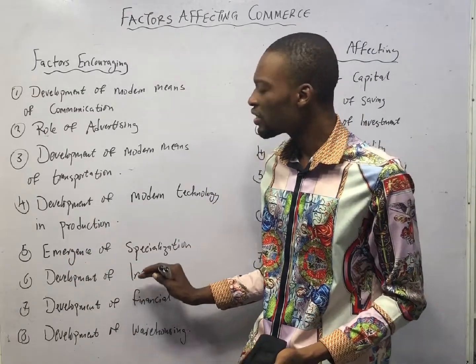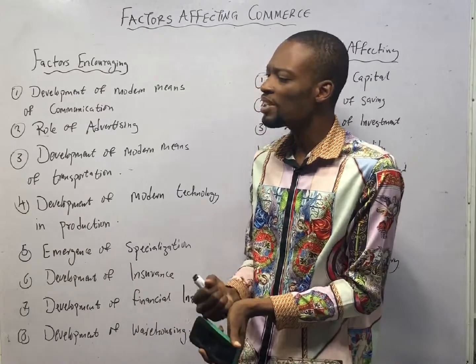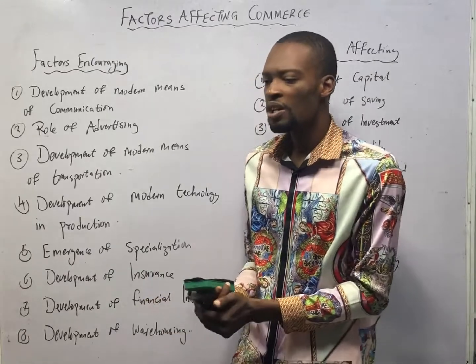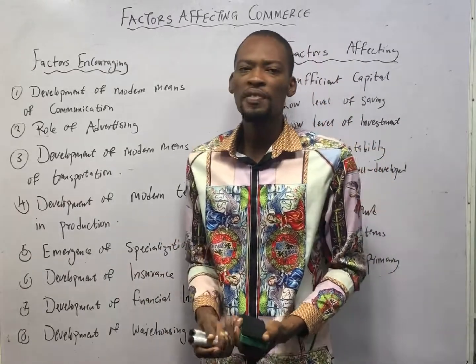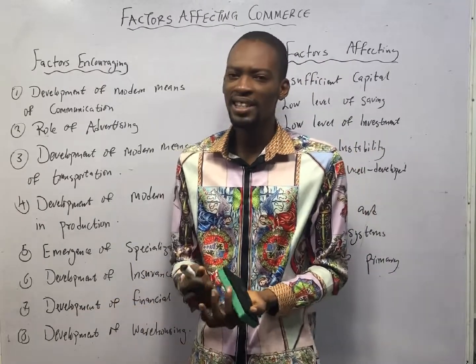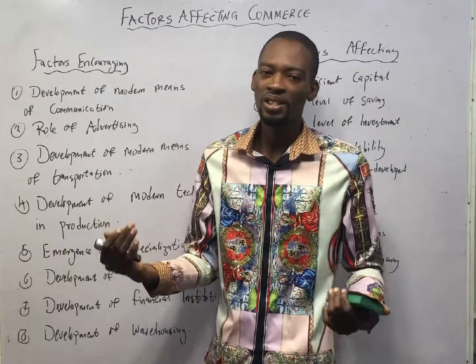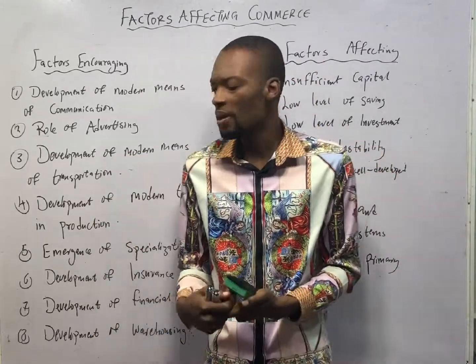And development of insurance, which is security against loss. You own a building, a car, means of production, means of exchange, means of distribution. If anything happens to it, you may not have money to buy another one. So you therefore insure it so that once anything happens, or a negative impact, people are there to share the losses with you. So insurance has helped to encourage the growth of commerce.